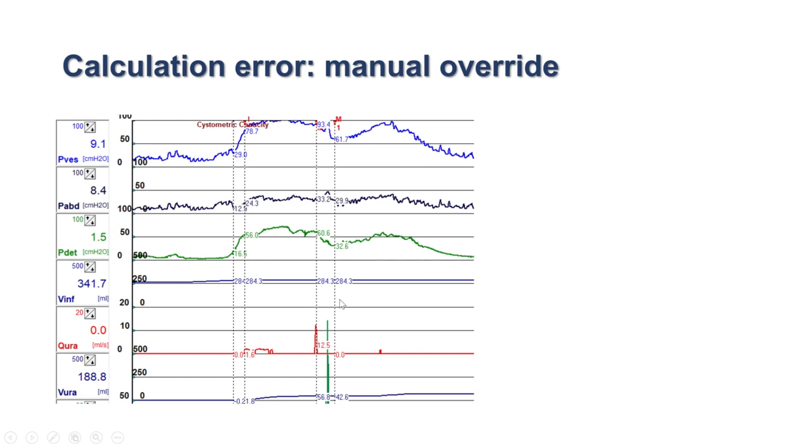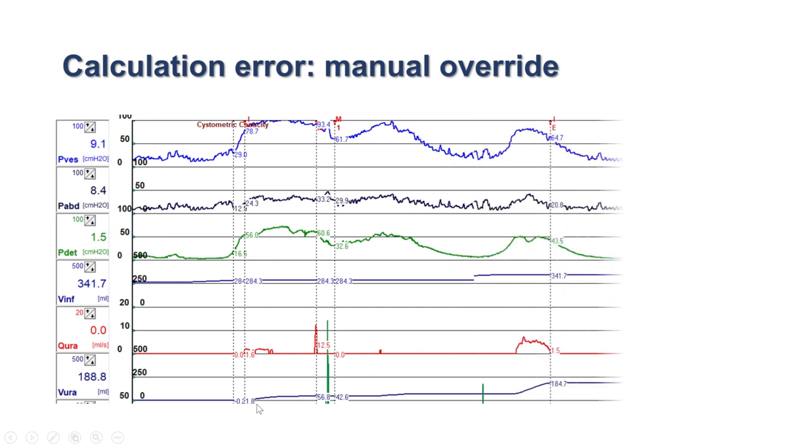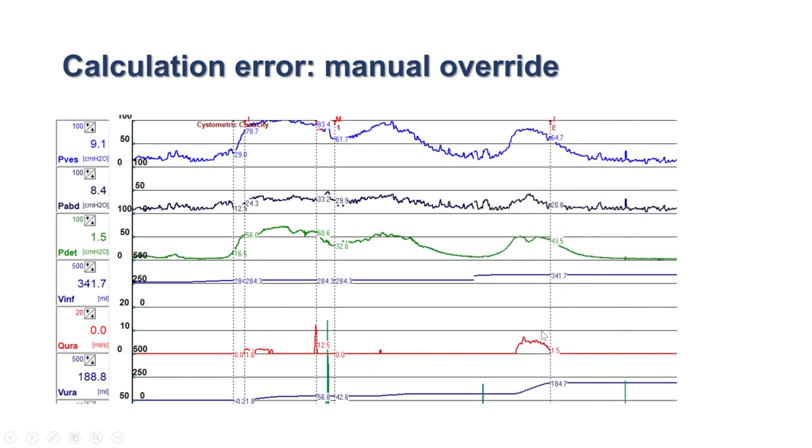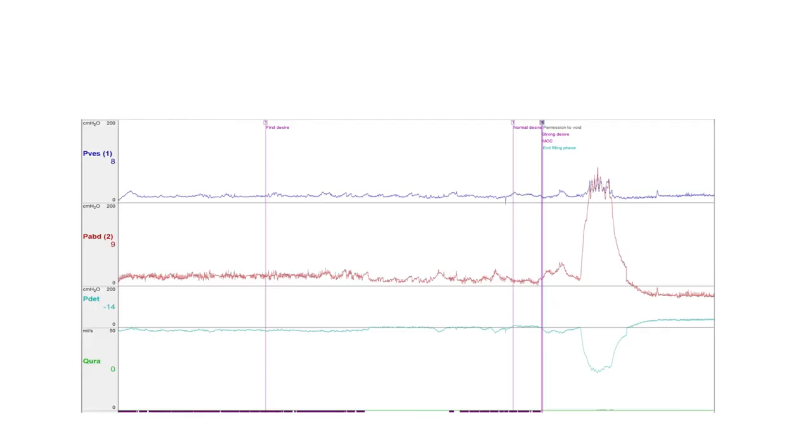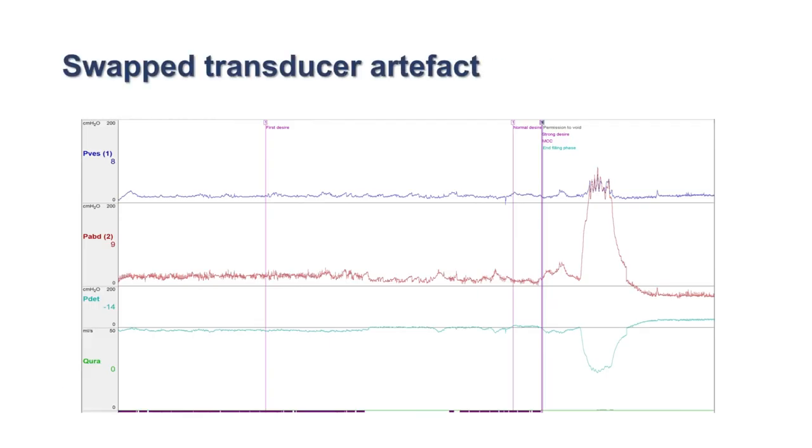This is another situation in which there is a knocking artifact in the Q ura. Unfortunately, the computer did not take it as an artifact, and it measured the Qmax and the PDET Qmax based on the artifact. So we have to be mindful and do it manually. And actually, this is where we should be measuring the PDETs and corresponding flows.